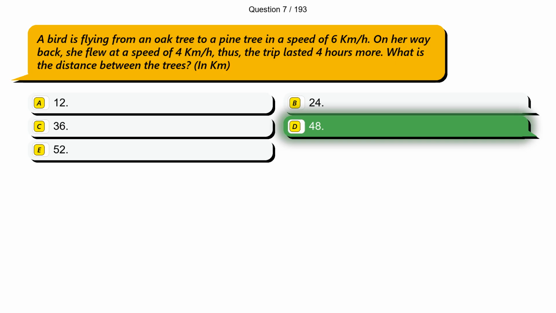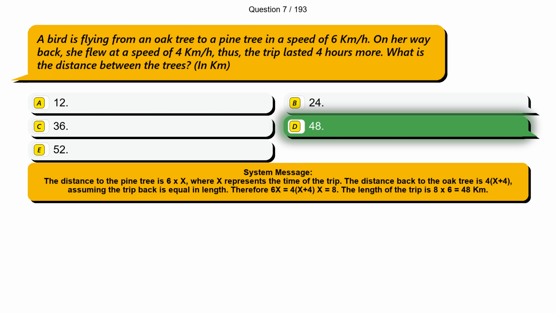The correct answer is option D, 48. The distance to the pine tree is 6x, where x represents the time of the trip. The distance back to the oak tree is 4x plus 4, assuming the trip back is equal in length. Therefore 6x equals 4x plus 4, x equals 2. The length of the trip is 8 x 6 equals 48 kilometers.